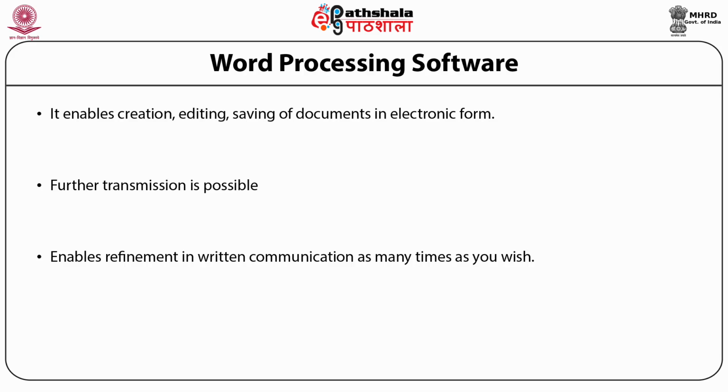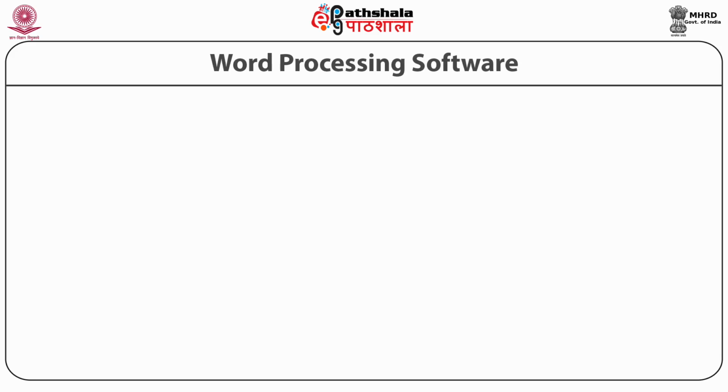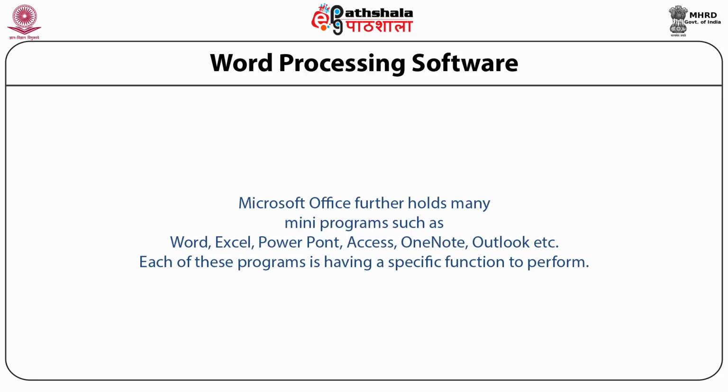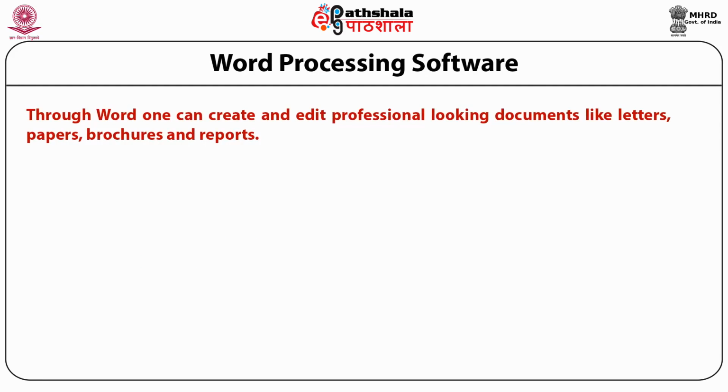Word processing software comprises various sub-packages like Microsoft Office. Microsoft Office further holds many mini programs such as Word, Excel, PowerPoint, Access, OneNote, Outlook, etc. Each of these programs has a specific function to perform. Through Word, one can create and edit professional-looking documents like letters, papers, brochures, and reports.